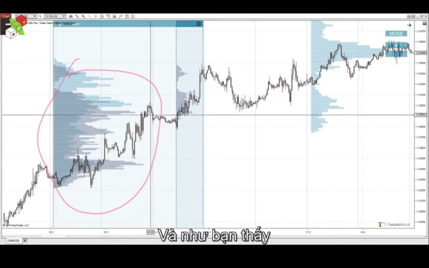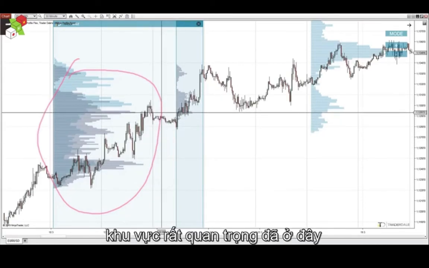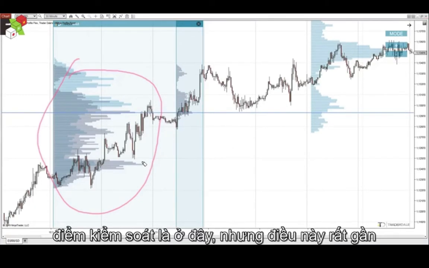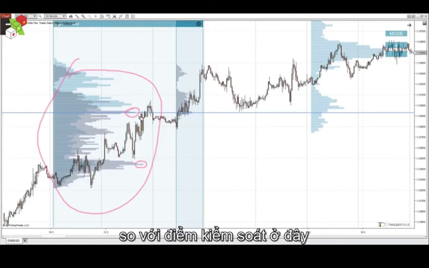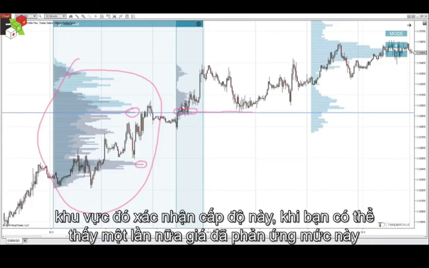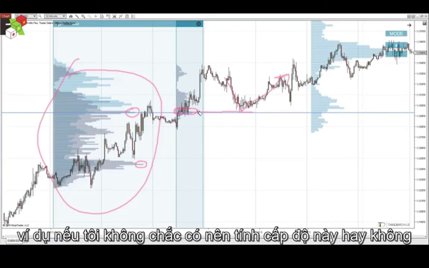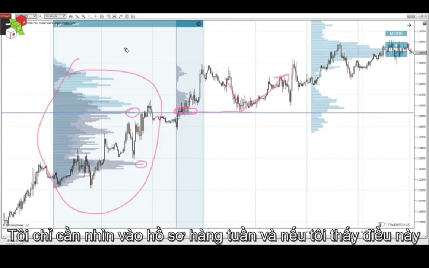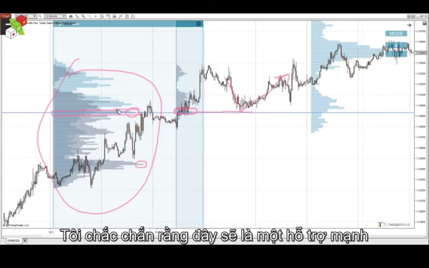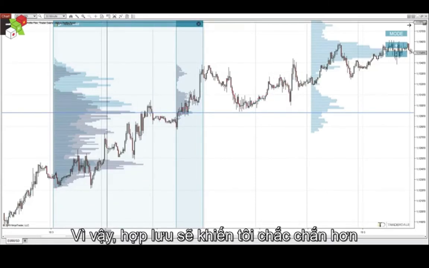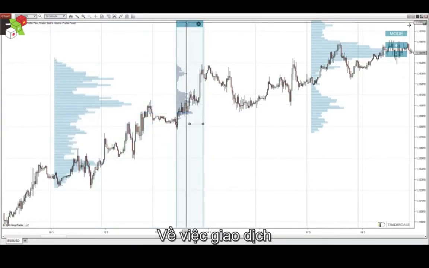And as you can see, a very significant zone was in here. The point of control was in here, but this was very close volume-wise to the point of control. Really heavy volumes in here, which very nicely confirmed this level. As you can see, again, the price reacted to this level very nicely. If, for example, I wasn't sure whether to take this level or not, I would just have a look at the weekly profile, and if I saw this, I would be sure that this would be a strong support. So the confluence would make me more sure about taking the trade.